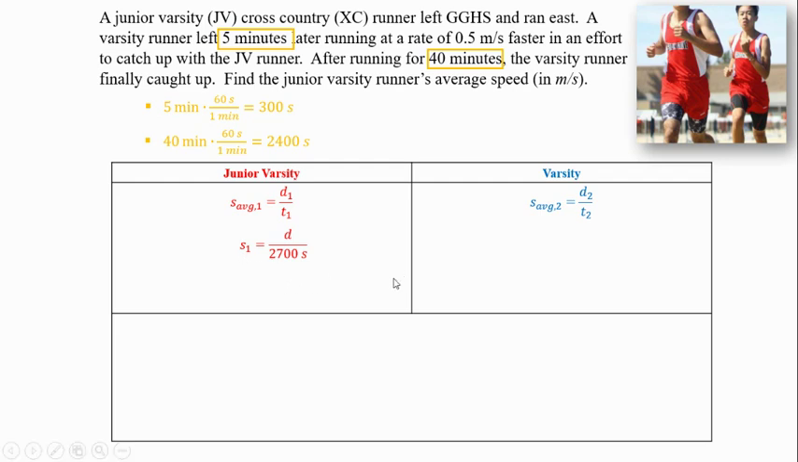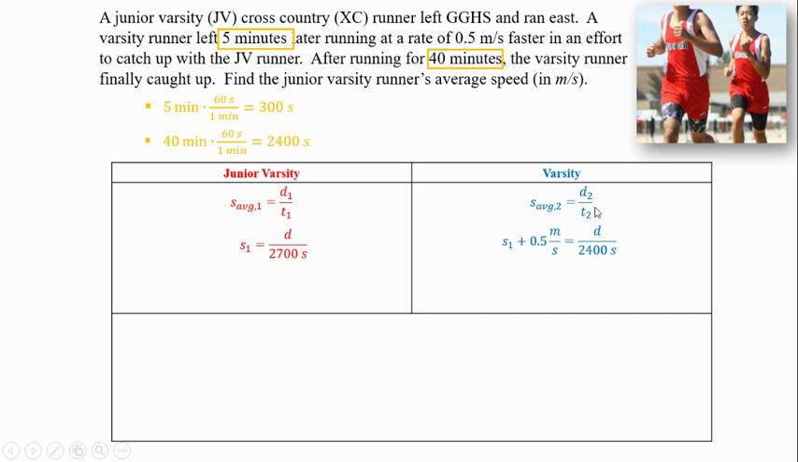Let's move to the right side of the chart. Here we have the varsity runner. We don't know the average speed for the varsity runner either. But what we do know is that whatever the speed of the JV runner is, the problem states that the varsity runner is going to run 0.5 meters per second faster. Faster in this case means you take the slower speed and add that value in order to get the faster speed. This substitution is important, so if you didn't understand what I just said, pause and maybe go back a little bit.